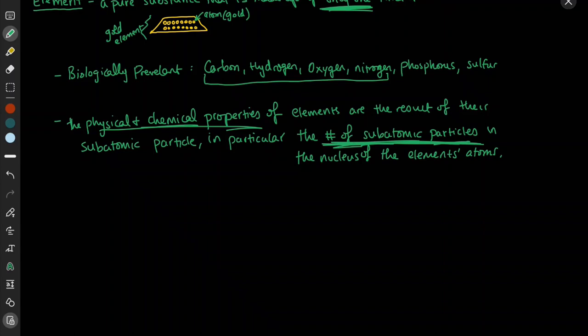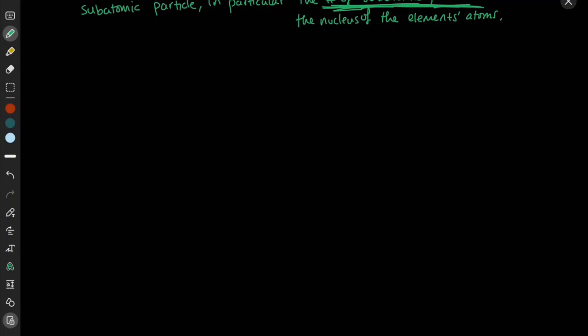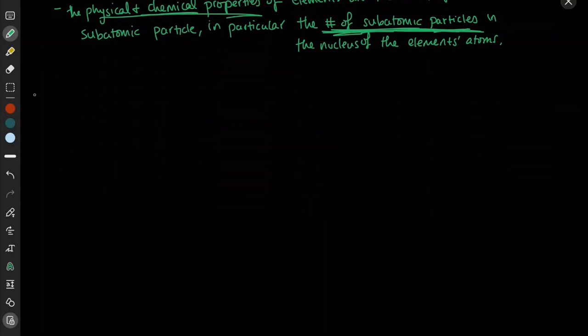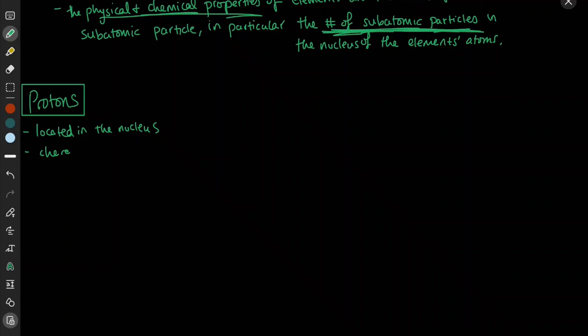So let's look at the table again. We'll first talk about the protons. That's number one. What's so unique about protons? Let's do a quick overview of what we discussed so far. Protons are located in the nucleus. They have a charge of +1, and they have a mass of 1 amu or Dalton.